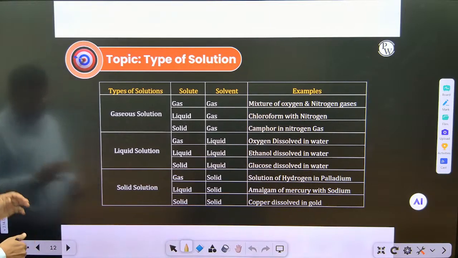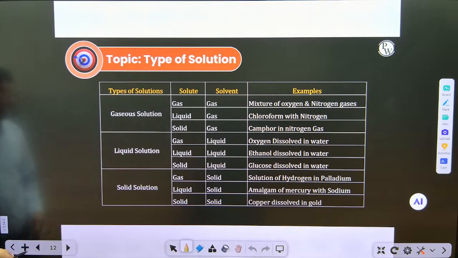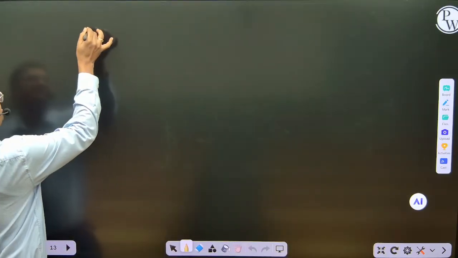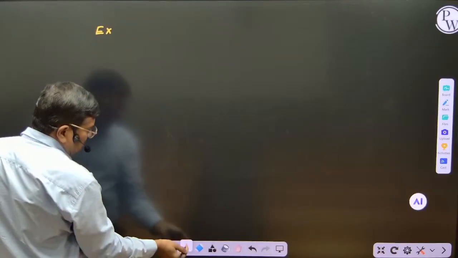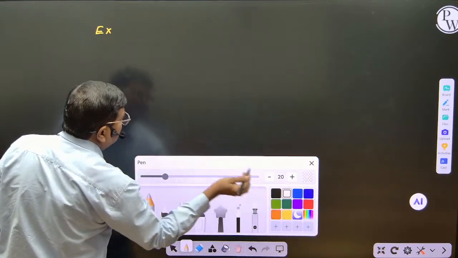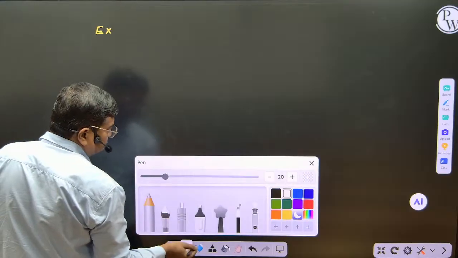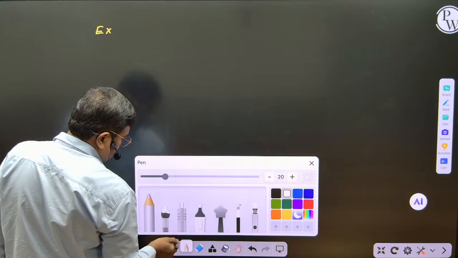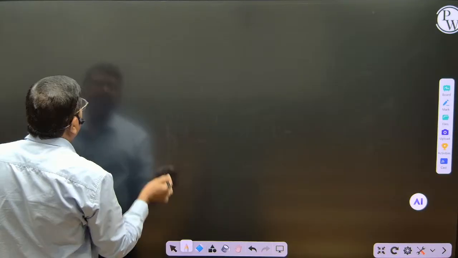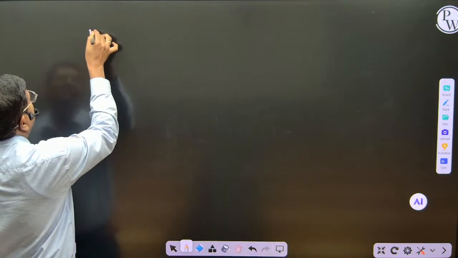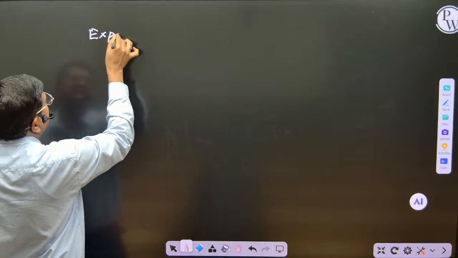Now see, student. Today our discussion will be copied by everyone. This one, yesterday we discussed till this. Now see, I am going to the next category. Expressing concentration of solution. Write the heading: expressing concentration of solution. Write the subheading, write today's date, heading: expressing concentration of solution.